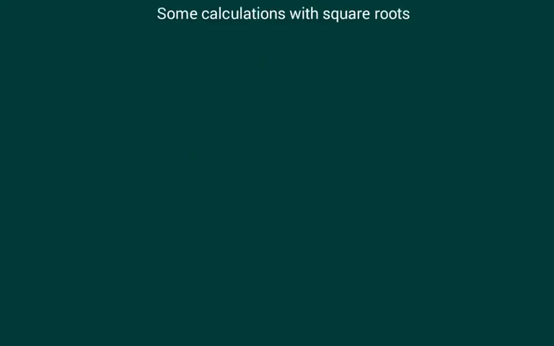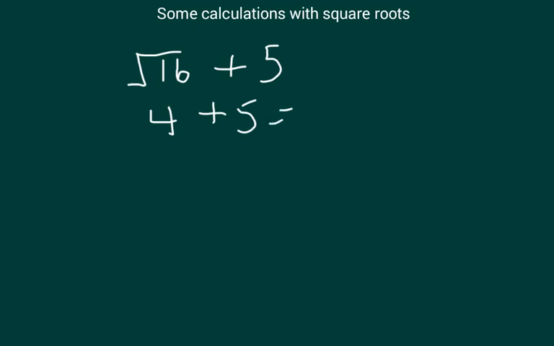Some calculations with square roots. If you put a square root along with some mathematical operation like the square root of 16 plus 5, this is what we're talking about when we have calculations with square roots. So you do what you can to simplify the square root. In this case, 16 is a perfect square. So this would be the same as 4 plus 5, which would be 9.